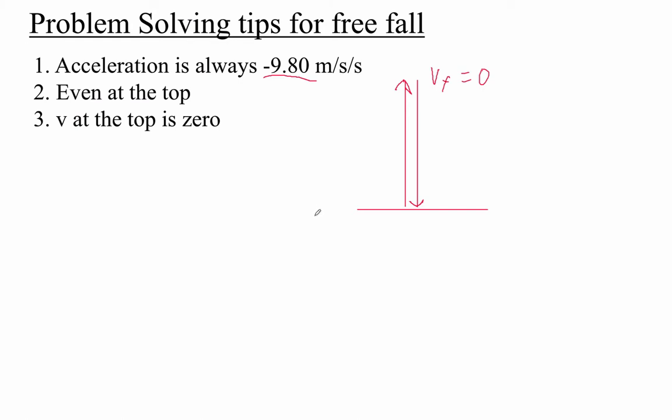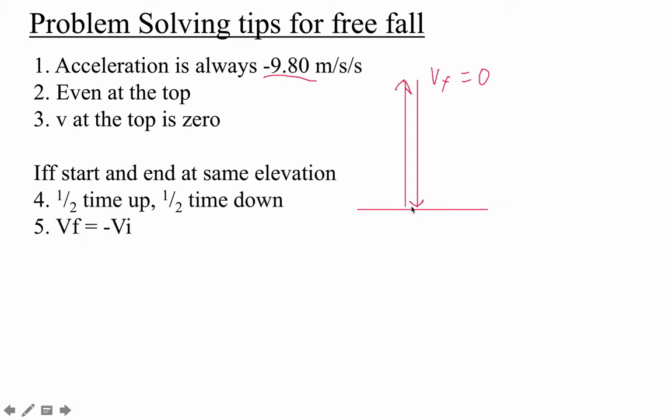This is key. And then if it starts and stops at the same elevation, just like the rocket lab, or if we pop a baseball straight up and it gets caught at the same level as the bat, there's 2 more things that are true. And I'll explain this. We spend half the time up and half the time down. So for example, if it takes 3 seconds to reach the top, it'll take 3 seconds to get to the ground, and so it's in the air for 6 seconds. So if you figure out the time to the top, you can just take that and go 3.0 times 2 and get 6 seconds.